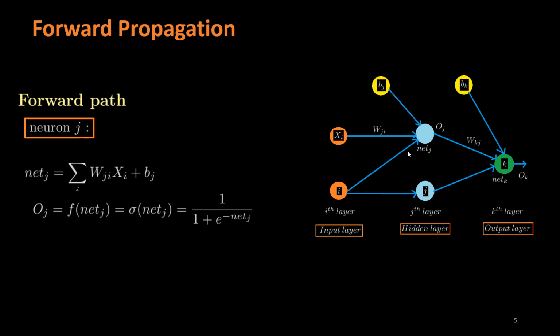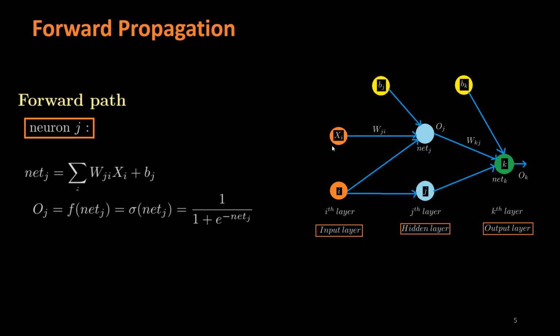Now let's see how to calculate net j. So here is net j. What is net j? Net j is the sum of all the w and x which are coming from the input layer. So this is xi and this is wji. This is the input to this hidden layer neuron, the jth neuron. If I multiply this weight with x, it will become wji times xi.